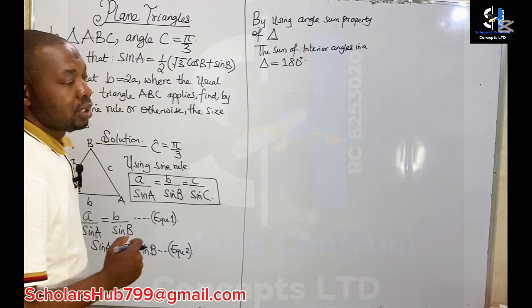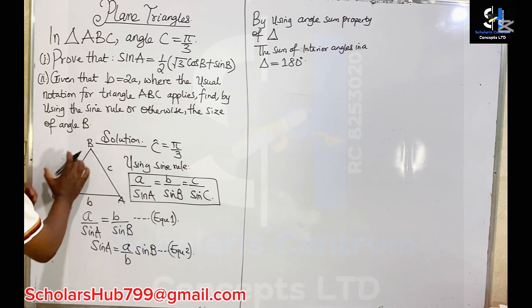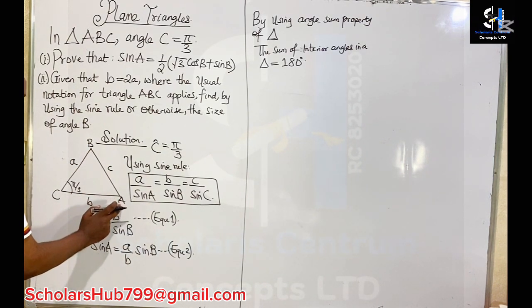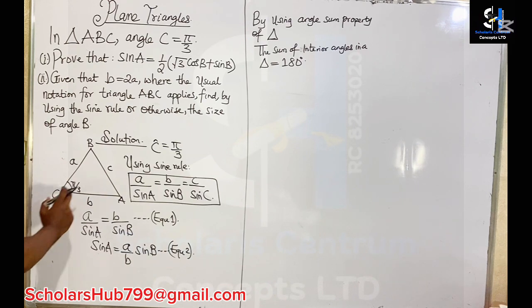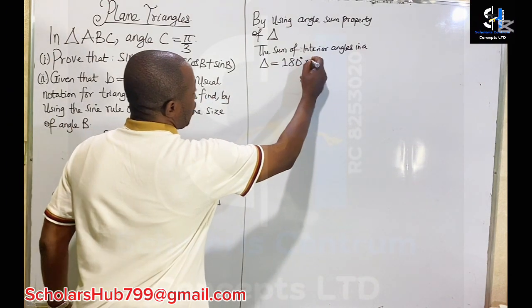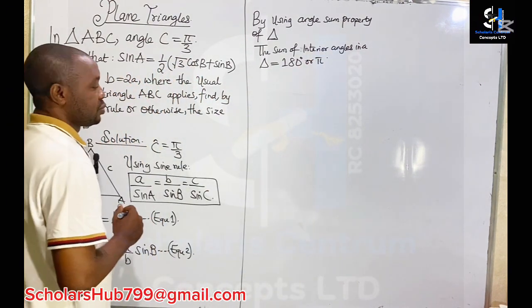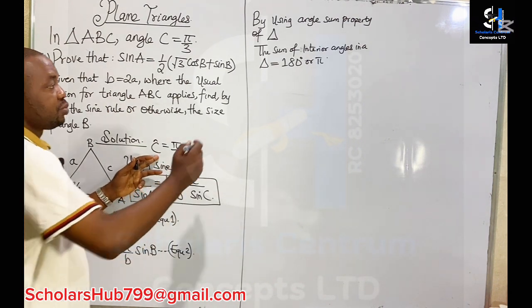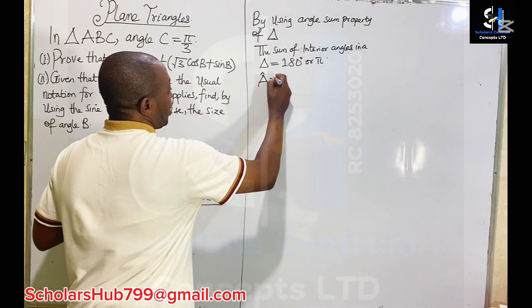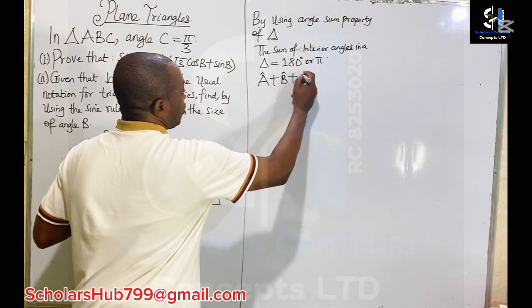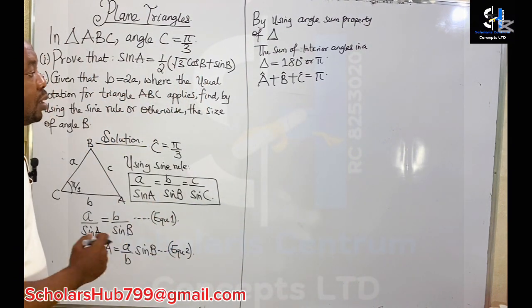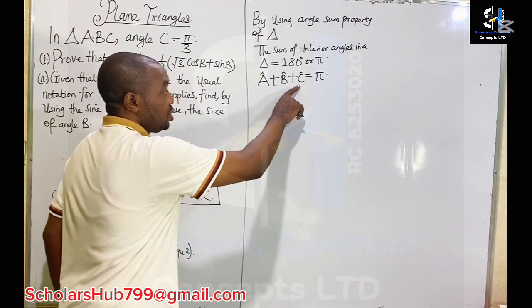180 degrees. So that means these three angles, angle A plus angle B plus angle C, will be equal to 180 degrees or 1 pi radians, because angle C is given in radians. So we're going to have angle A plus angle B plus angle C equal to 1 pi. And we are given angle C to be pi over 3.